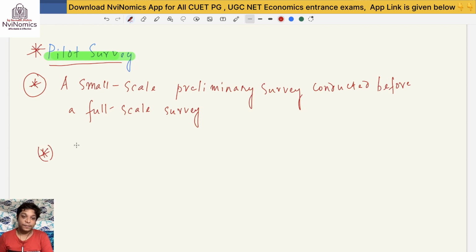Second point: what is the purpose? Why is this method employed? It is to test the suitability of the questions and their clarity. So I am writing: so as to test the survey instruments.